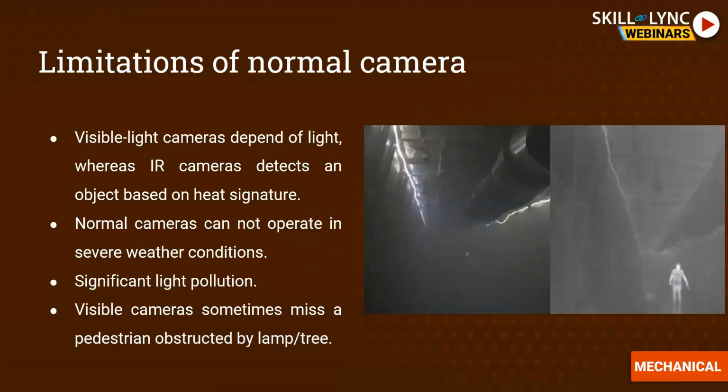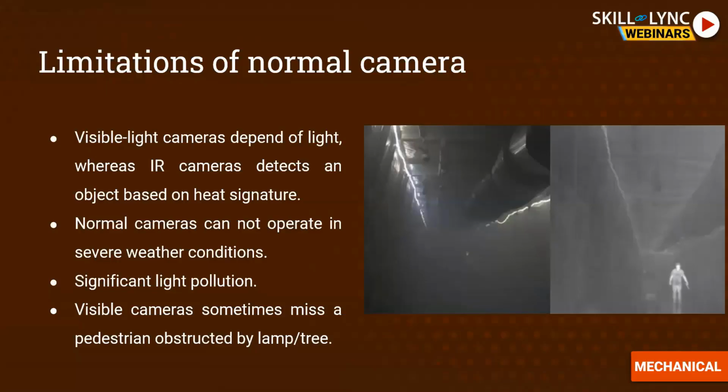For example, if you have a foggy night, a foggy day, a dark night, or heavy snow, then a normal camera cannot operate in those conditions, and we need a thermal camera in order to see beyond a certain limit.